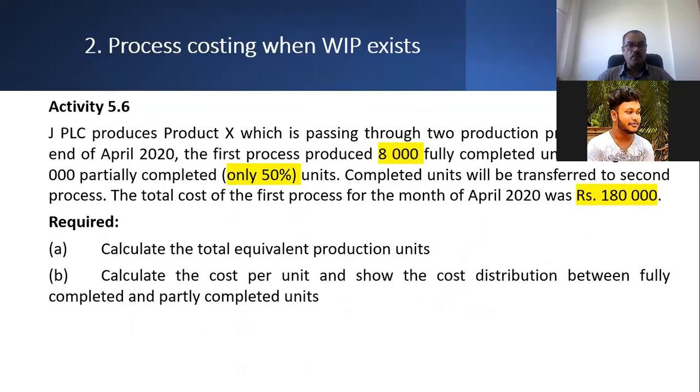Take this activity 5.6. Quickly work out. I'll give you 2 minutes. Calculate the total equivalent production units, calculate the cost per unit, and show the cost distribution between completed and partly completed. If you want to attempt, I can give you time. Otherwise, I can directly go to the answer. I hope the time does not permit, so I will quickly go to the answer.